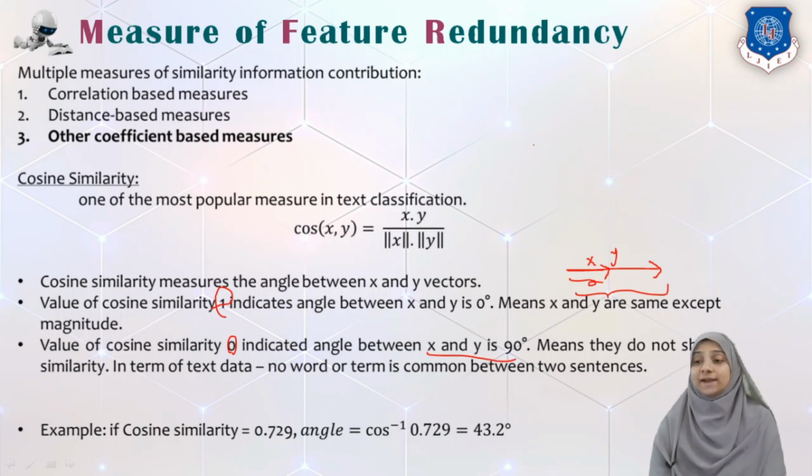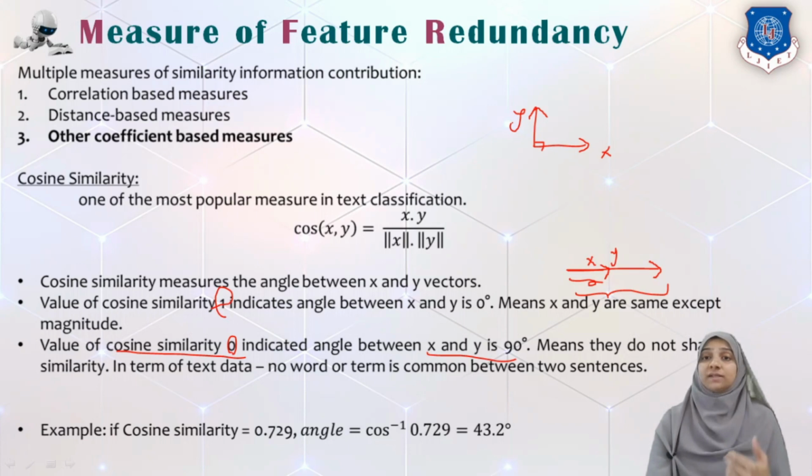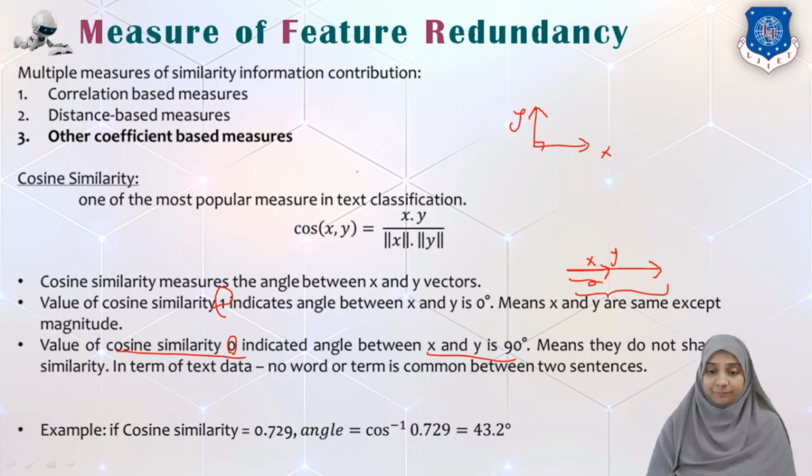If cosine similarity is 0, then I can say x and y have a 90-degree measure. So if this is my x and this is my y, this is 90 degrees, only when I have the cosine of x comma y value as 0. So I can say that x and y are two independent features. I can also say that they do not share any similarity, and in text data, they have no word in common between two sentences. If x and y are two different sentences, these two sentences do not have any word in common.